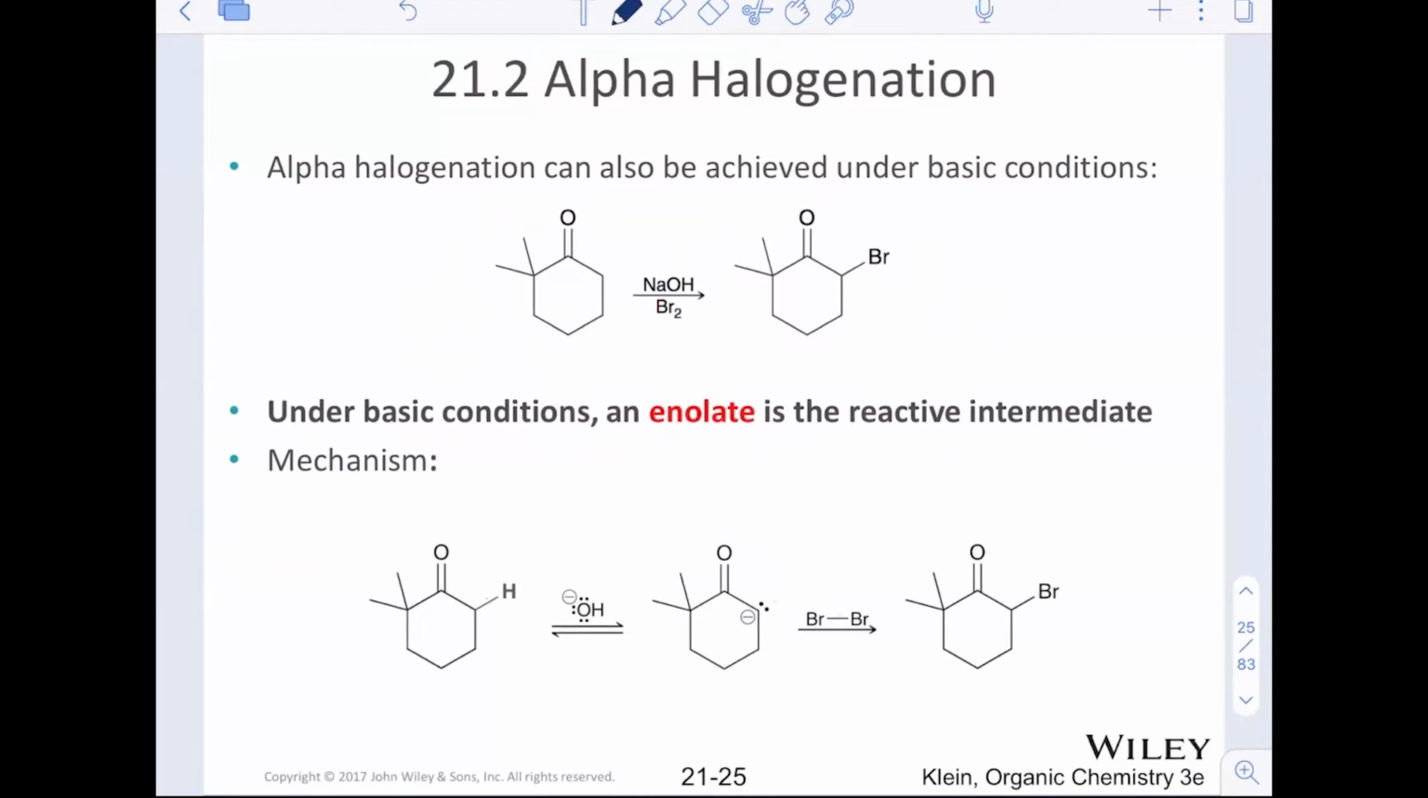Alpha halogenation can also be achieved under basic conditions. It just happens a little bit differently. Mechanistically, we go through a very similar reaction, except we are forming an enolate. Right, so hydroxide is used with Br2. That hydroxide will deprotonate the alpha carbon. Again, this is an equilibrium reaction. We're not using a really, really strong base because we are promoting that enolate to react to add on the bromine at the alpha position. And that second step is what drives the reaction forward.